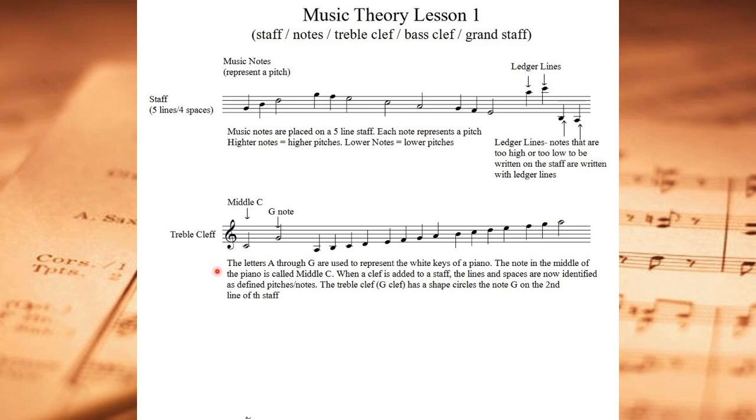When a clef is added to a staff, the lines and spaces are now identified and defined as pitches and notes. The treble clef, which is also called the G clef, is called this because it circles this note G, which is the second line on the staff.